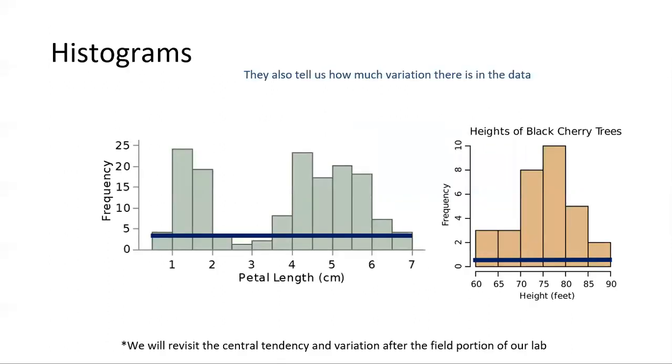Histograms are also useful because they can tell us how much variation there is in each data set. So for the length of the petals, that would be 6.5 centimeters, and for the height, that would be 30 feet.